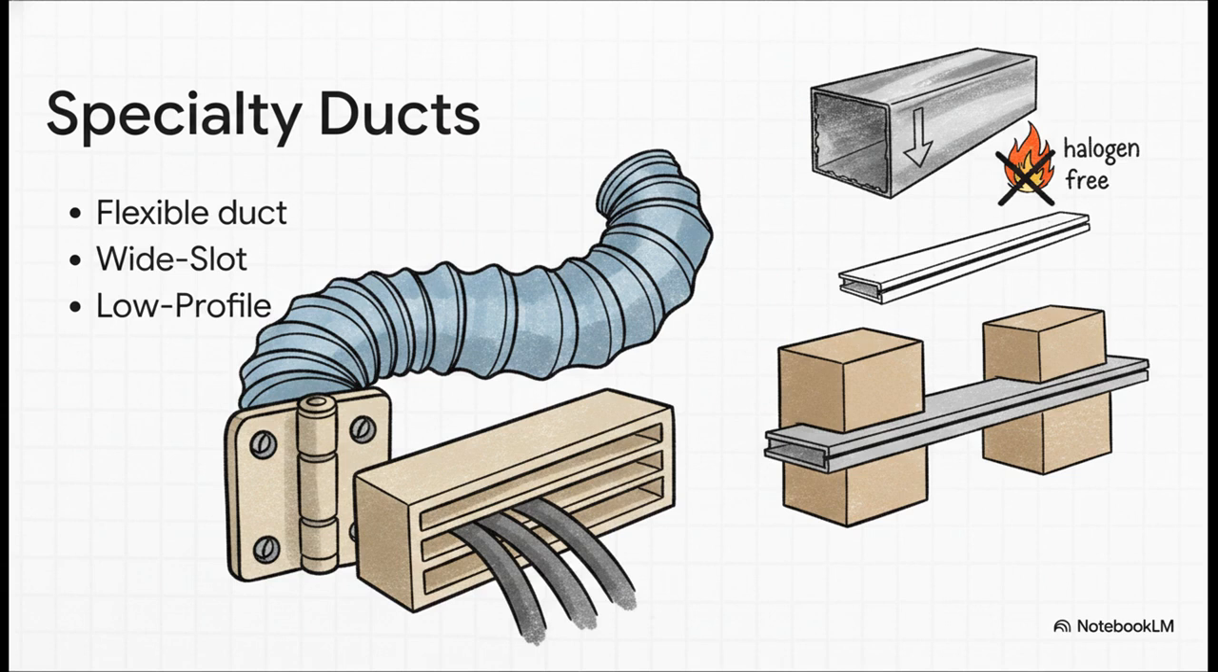We've got specialty options. Flexible duct is an absolute lifesaver for routing wires across hinged doors without snapping them after a few thousand cycles. Wide slot duct handles those really thick power conductors. Low-profile duct rescues you when you're dealing with tight backplates. And let's talk materials for a second. While PVC is the economical, durable default, metal raceways give you powerful EMC shielding. And if you're building for a food, pharma, or rail environment, halogen-free duct is straight-up mandatory to limit toxic smoke if there's ever a fire.